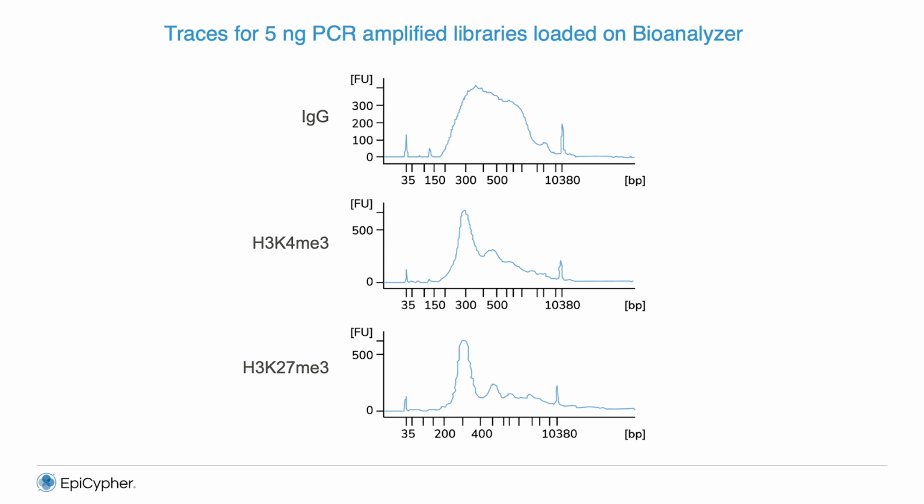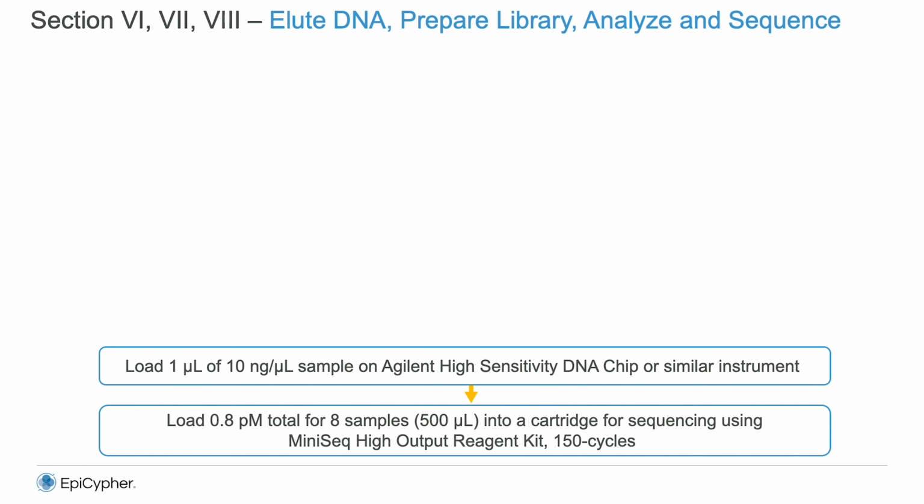Depicted here are Bioanalyzer traces for negative IgG and 2 of our positive control histone PTM antibodies. Successful experiments show a specific fragment size distribution around 300 base pairs, which correlates to a mononucleosome plus a 125 base pair adapter. A fragment size distribution as in the IgG negative control indicates nonspecific cleavage. Once you have obtained the specific cutting pattern for your target factor, proceed to sequencing.